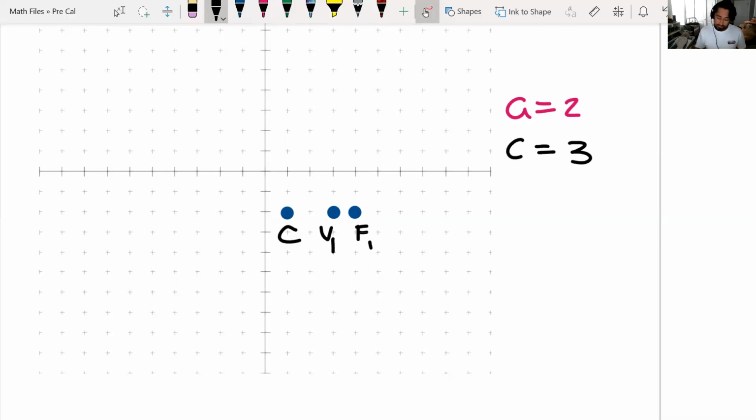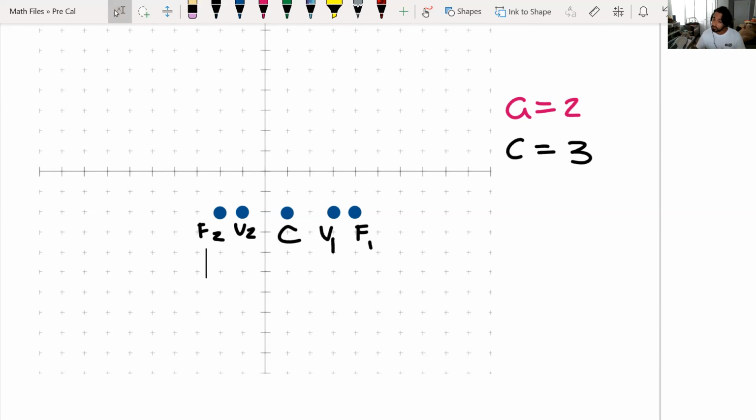Which also means we can find B. But in the meantime, since we know the distance from center to vertex 1, we can find the distance from center to vertex 2. If it's 2 units to the right of the center, then the second vertex is going to be 2 units to the left of the center, right there. There is vertex 2. Same with the focus. If the first focus is 3 units away to the right, the next focus is 3 units to the left. 1, 2, 3. There is focus 2. Okay.